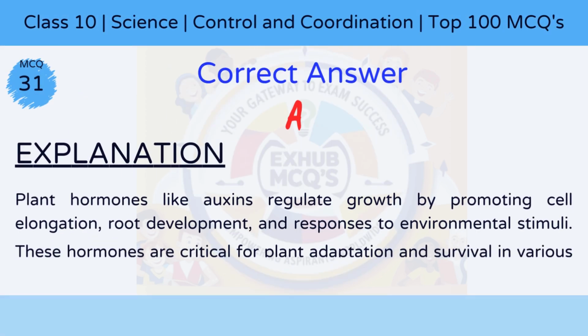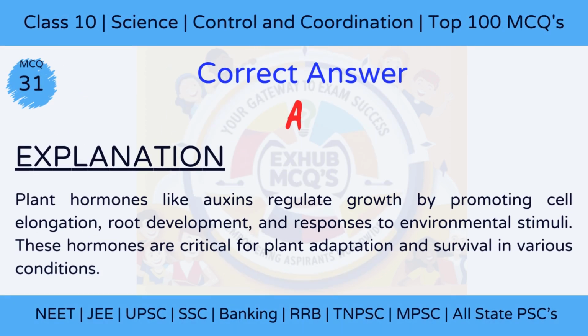The correct answer is option A, auxins. Explanation: plant hormones like auxins regulate growth by promoting cell elongation, root development, and responses to environmental stimuli. These hormones are critical for plant adaptation and survival in various conditions.